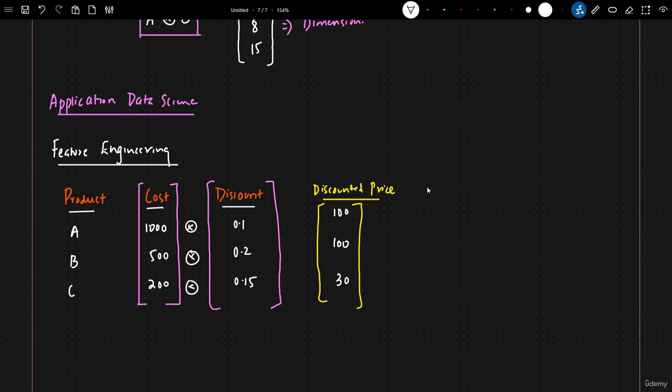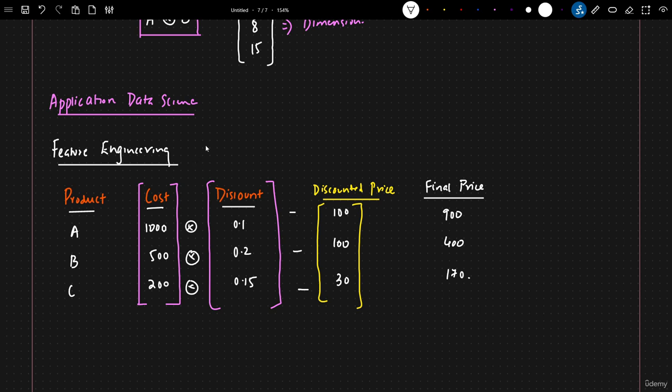Let's say another new feature. The feature can be anything as such. Let's say the final price. And this time I'll not do element-wise multiplication, but instead I'll do element-wise subtraction. So from cost I will subtract 100. From 500 I'll subtract this. Then from this I'll subtract this. So here you'll be able to see that I'll be getting 900, 400, and finally I'll be seeing 170, right?